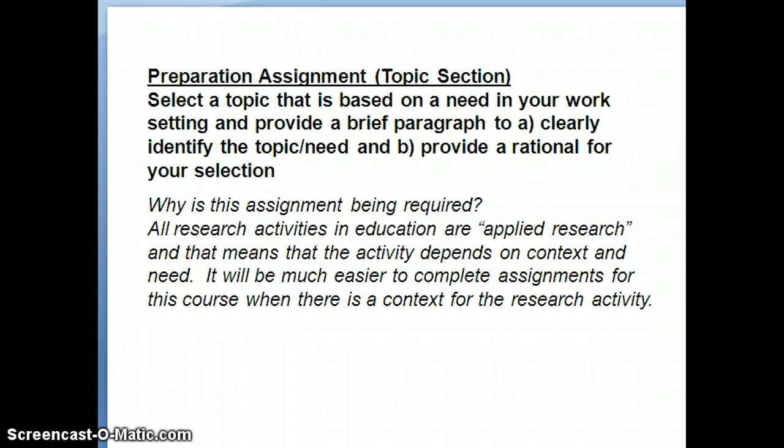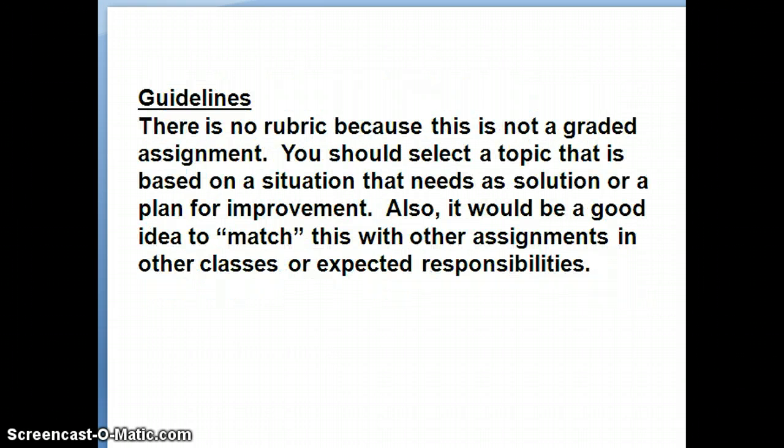So, with this basis in mind, this assignment is going to be a beginning to help you get going with a lot of other assignments in the class. And again, this is not a graded assignment. There's no rubric. You just basically need to select a topic and give me the information on it. And then when you give me this topic, I'm going to give you feedback.